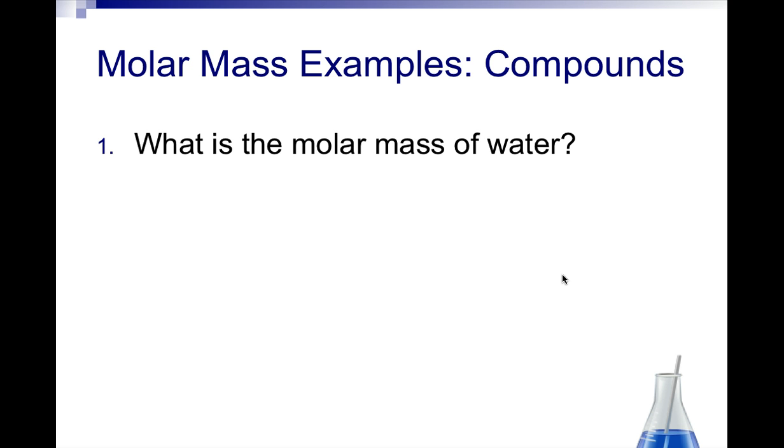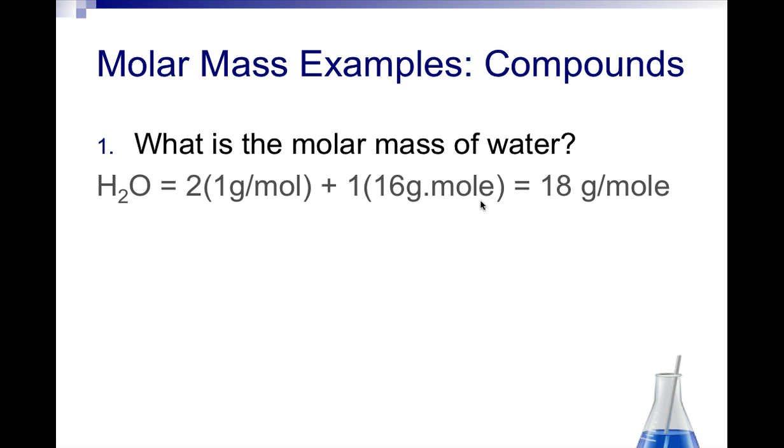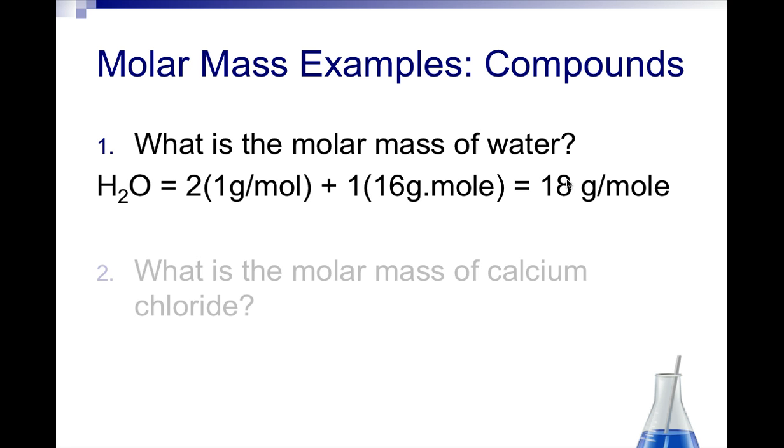So now we're going to practice actually calculating the molar mass of compounds. So what's the molar mass of water? Well, the formula for water is H2O, and I have 2 hydrogens, each with 1 gram per mole, plus 1 oxygen at 16 grams per mole, for a total of 18 grams per mole.